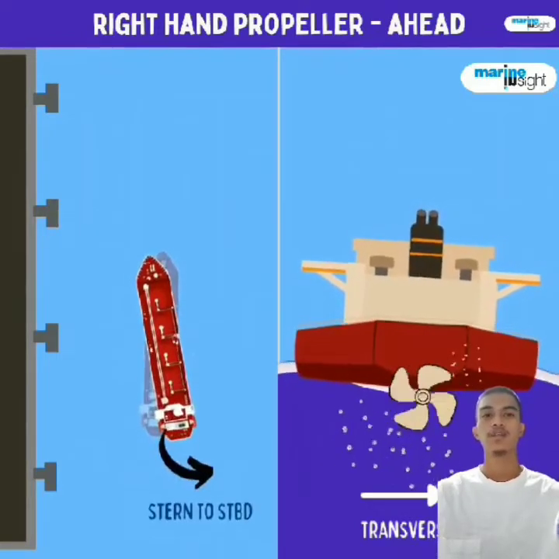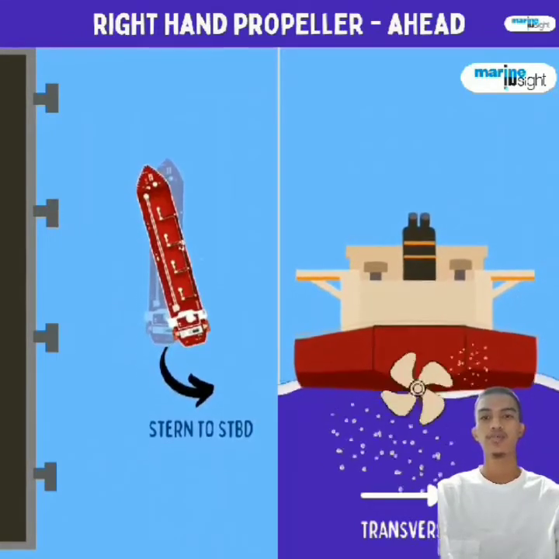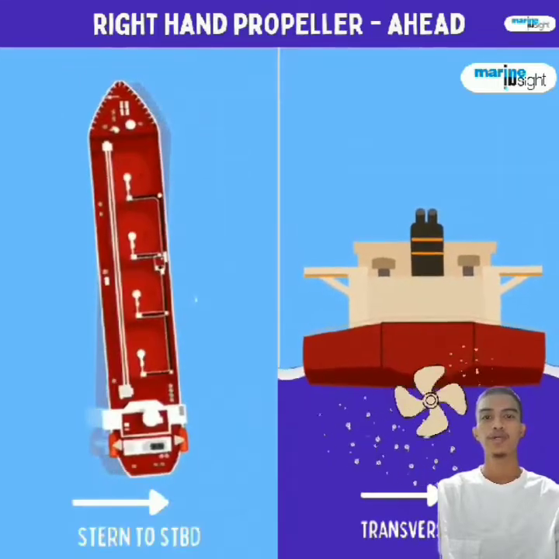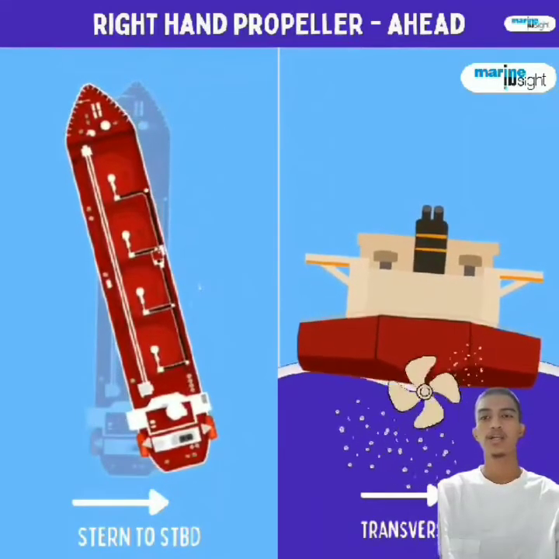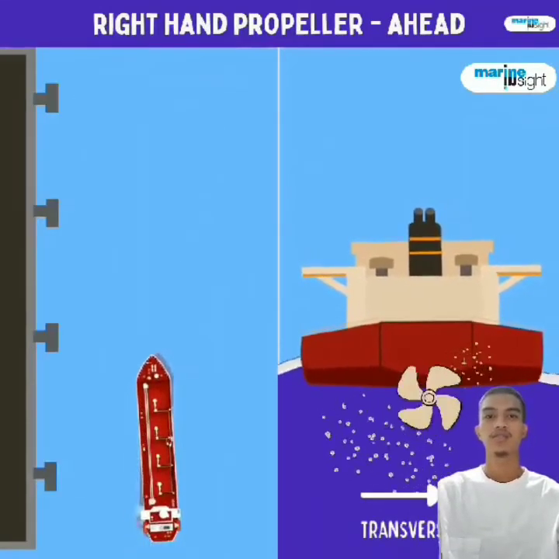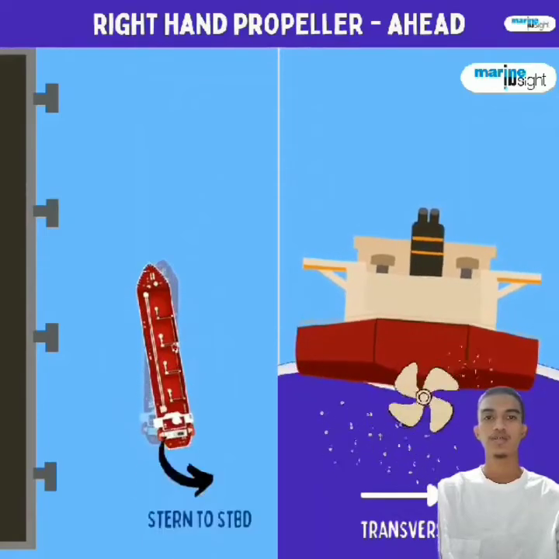The effect of transverse thrust is a slight tendency for the bow to swing to port on a ship with the right-handed propeller turning ahead. Transverse thrust is more pronounced when propellers are moving astern.